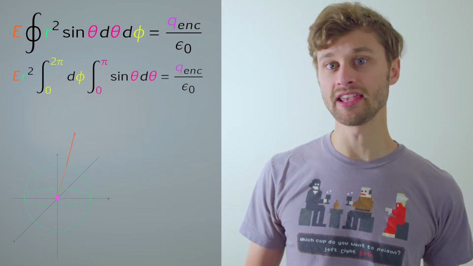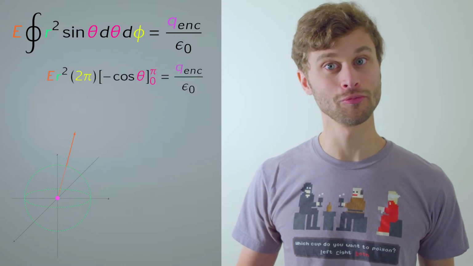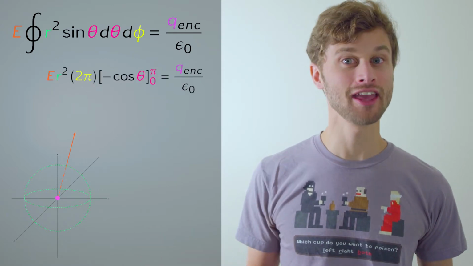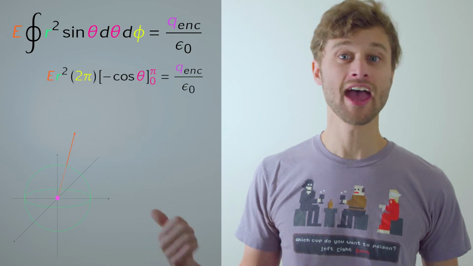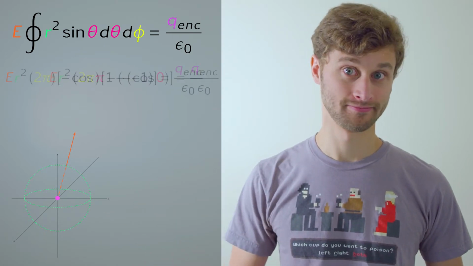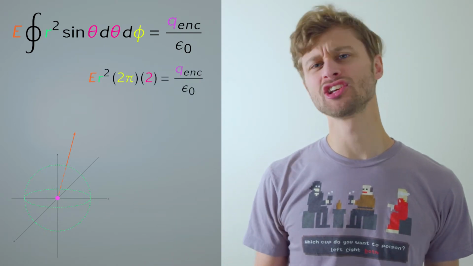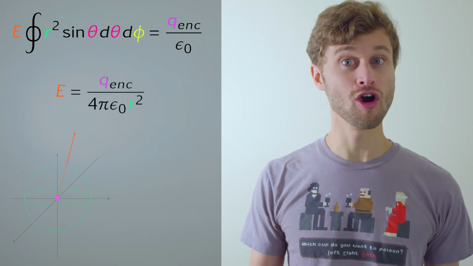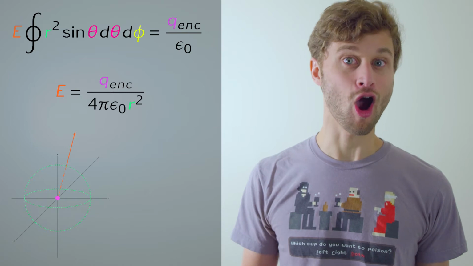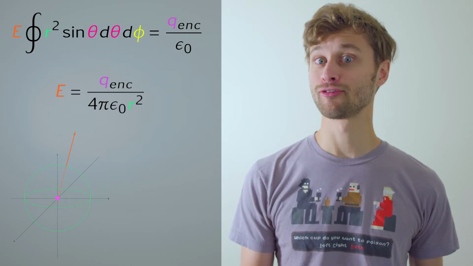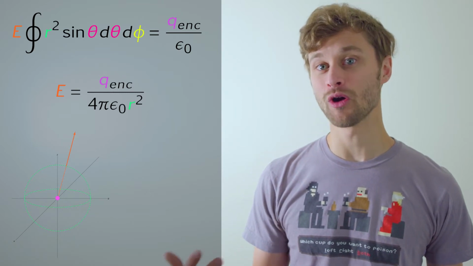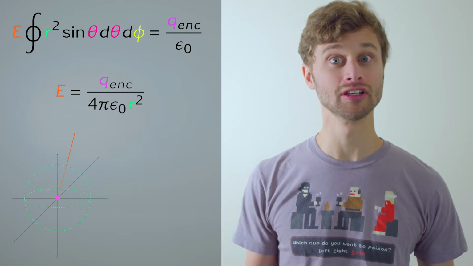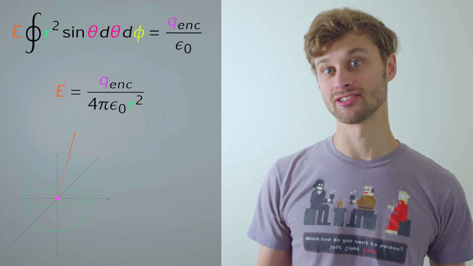Now these integrals are pretty easy to solve. Our phi integral just becomes 2 pi, and our theta integral becomes this. That just reduces down to 2. Putting this all together and rearranging, solving for E, we get that E is equal to Q over 4 pi epsilon naught r squared, which, if you remember from your physics class, is what we would expect for the electric field of a point charge r distance away.